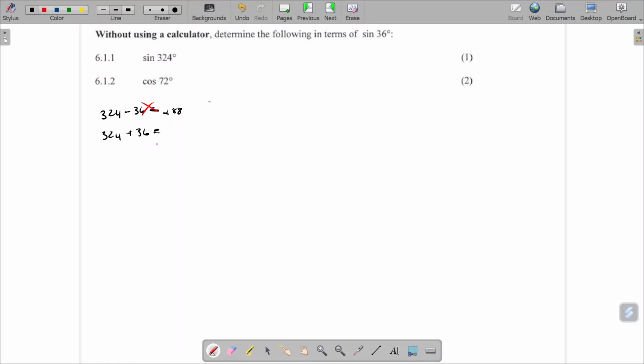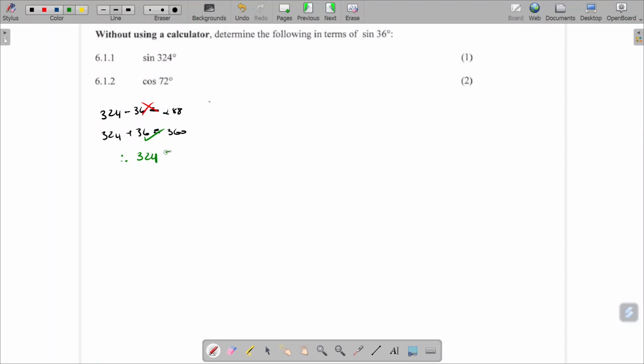When I look at 324 plus 36, I get 360, which is a nice thing. So that is going to set me, yep, that's the version I want to use. Okay, so I'm going to rewrite this therefore as 324 equals 360 minus 36. I'm going to use that version in my work.